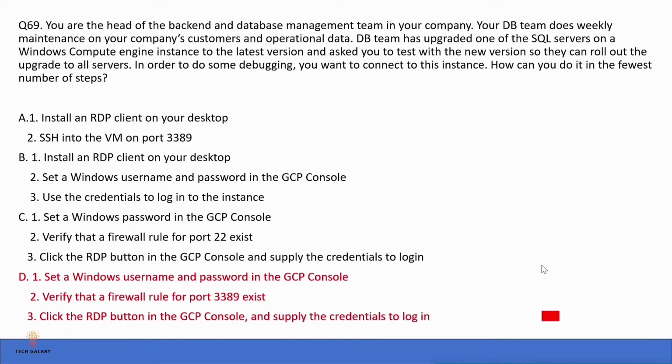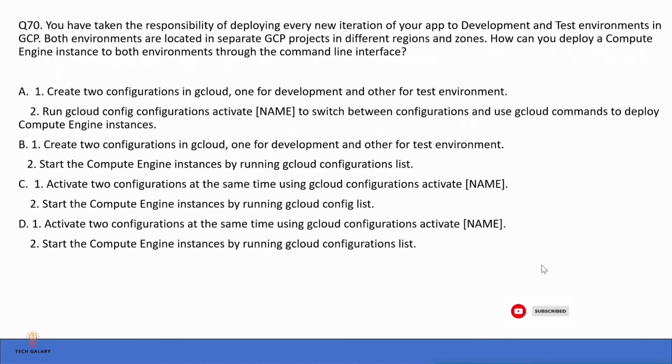So here Windows VM uses RDP port 3389 protocol to allow users to connect to it, and on Linux server we will be using SSH port 22. Now let's move ahead with the next question. You have taken the responsibility of deploying every new iteration of your app to development and test environments in GCP. Both environments are located in separate GCP projects in different regions and zones. How can you deploy a compute engine instance to both environments through the command line interface? So these are the options available.